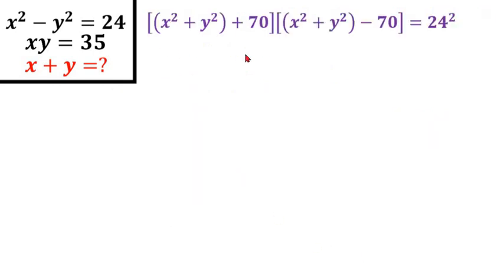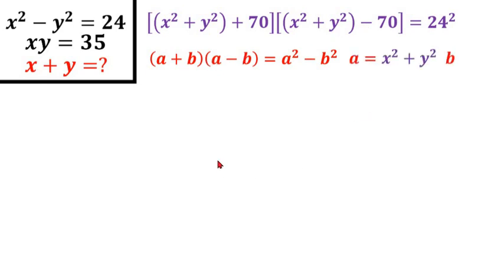Since we have it in this form, we can apply an exponent property, and that is if we had a plus b times a minus b, that would be equal to a squared minus b squared. In this case, our a value can be x squared plus y squared, right? And then our b value would be 70 because we have a plus sign and a minus sign. So we would have x squared plus y squared, squared, minus 70 squared is equal to 24 squared.